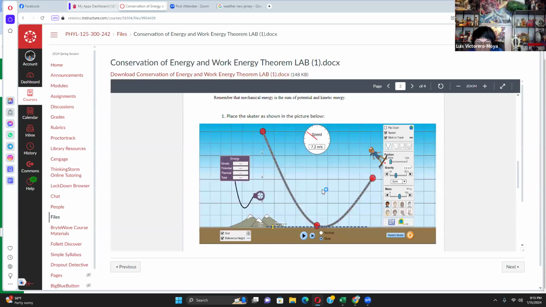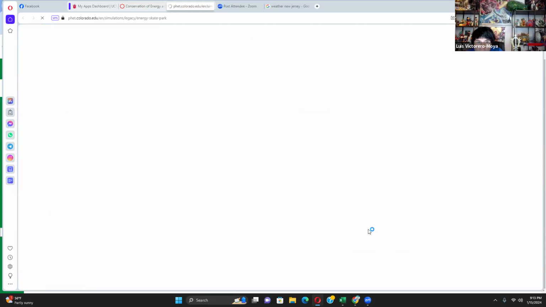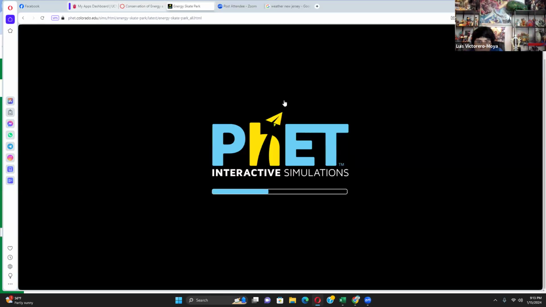No calculations on force, kinetic, frictional forces, or etc. The idea with this lab is to create a ramp like this using this simulator and analyze the changes, the interchanges between potential and kinetic energy.